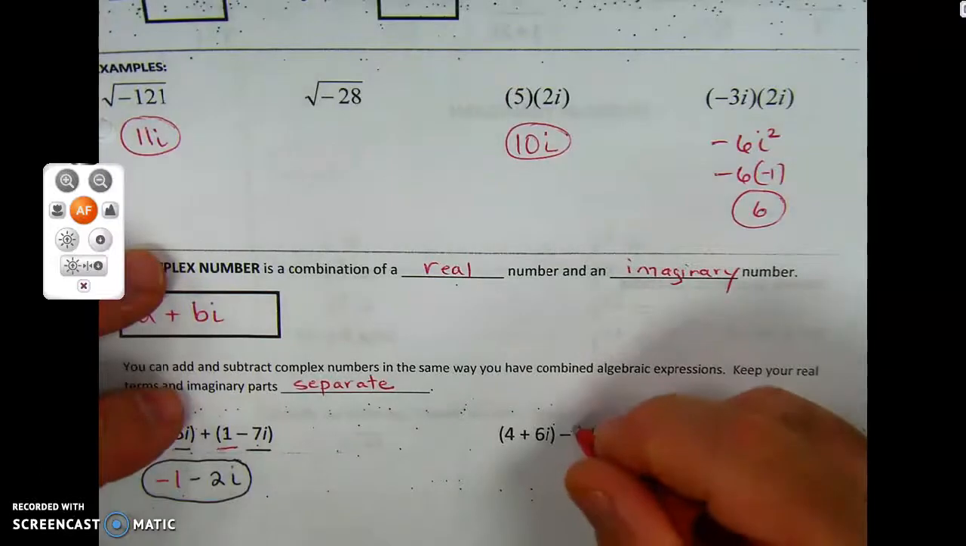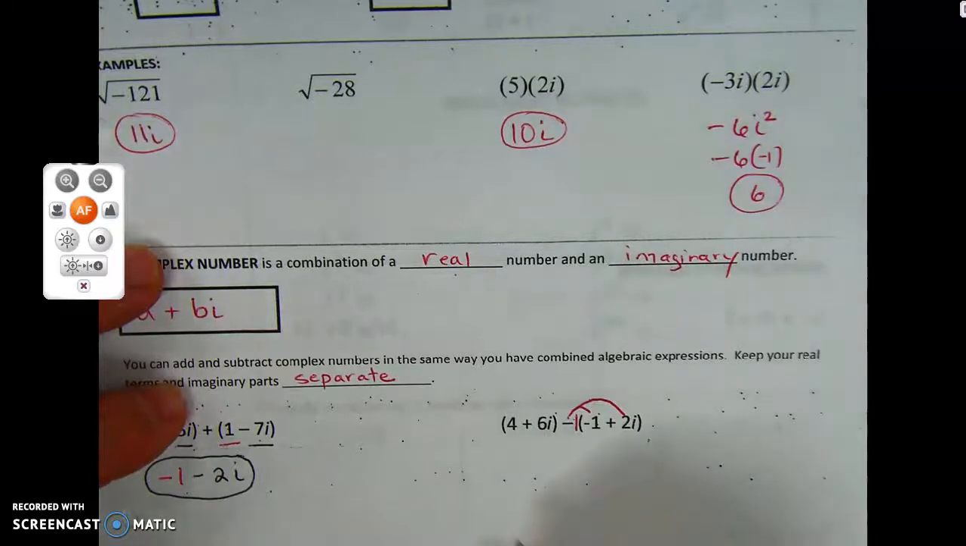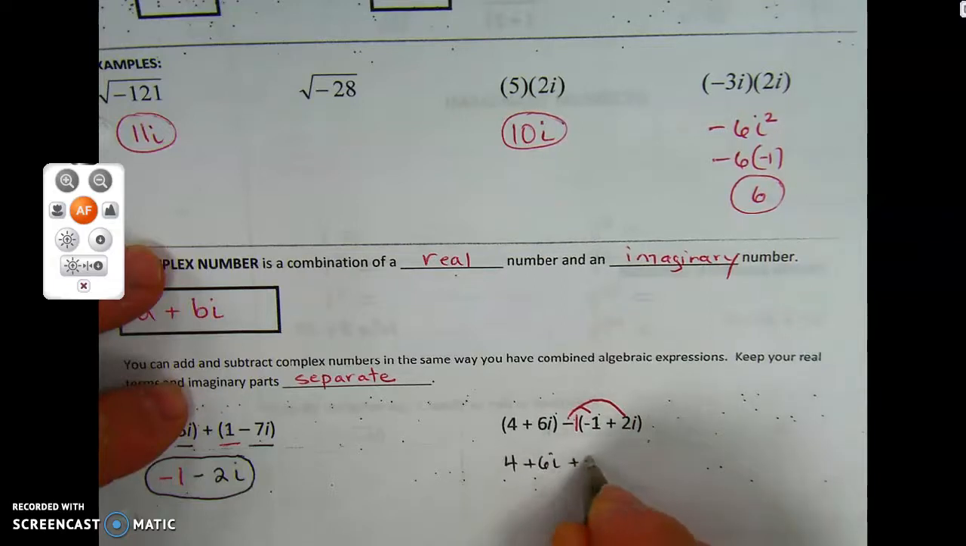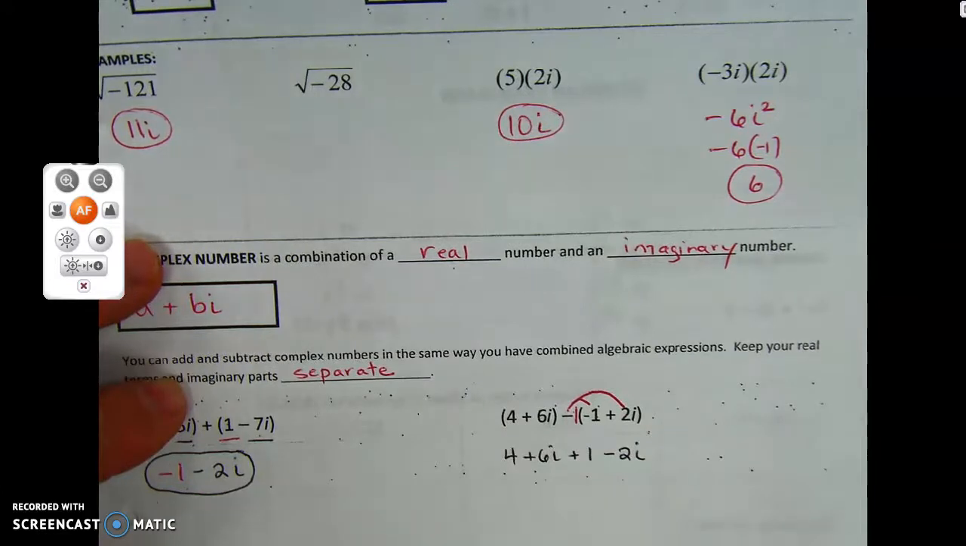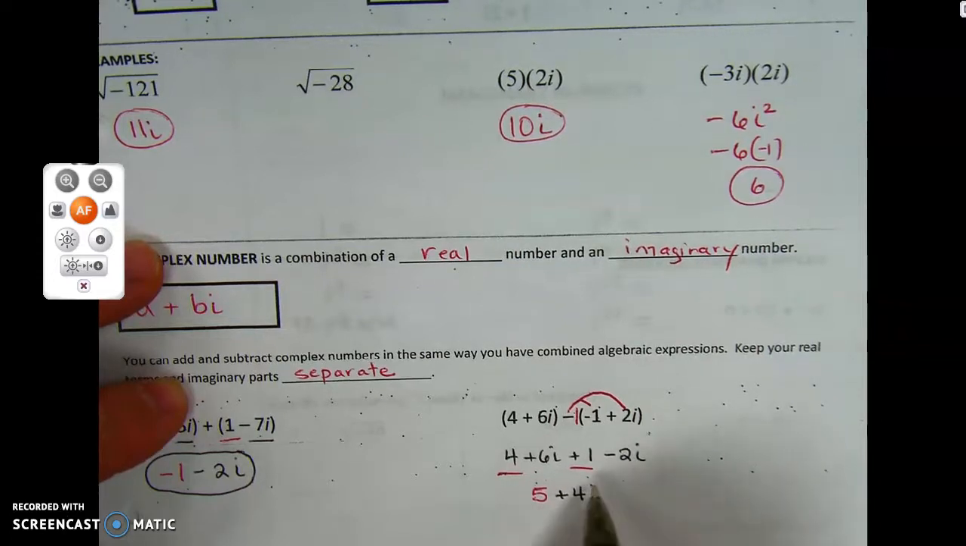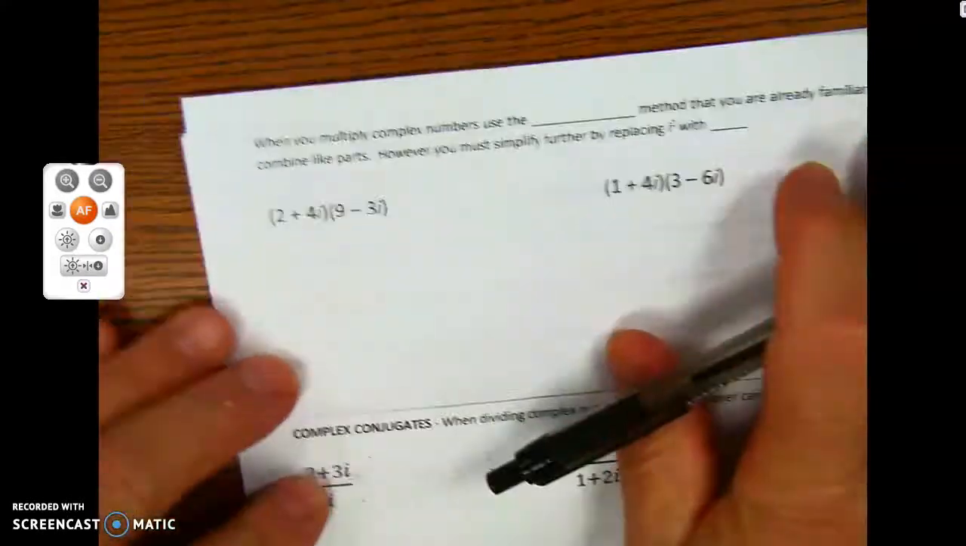Over here, think about distributing this negative 1 here because it's subtraction. So let's rewrite this problem. 4 plus 6i plus 1 minus 2i. So my real part is going to be 4 plus 1, which is 5. My imaginary part is going to be 6i minus 2i, which is positive 4i. So that's my answer. So that's addition. Turn the page over. Excuse me, that's addition and subtraction.